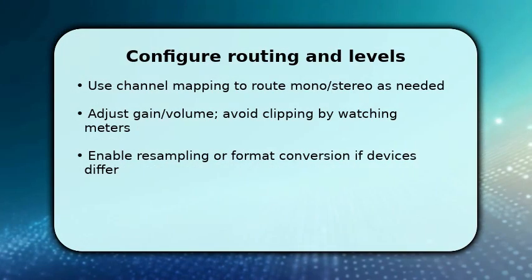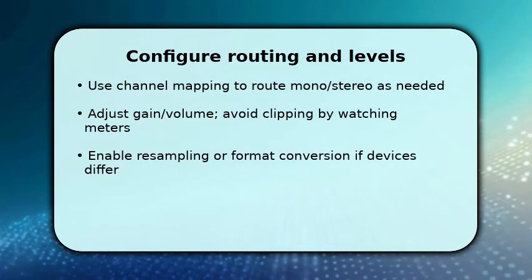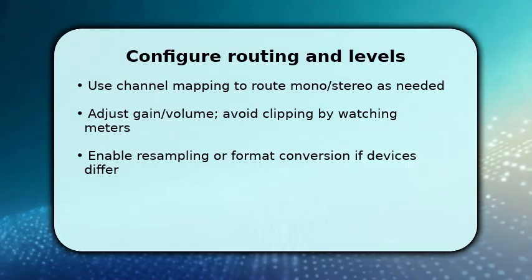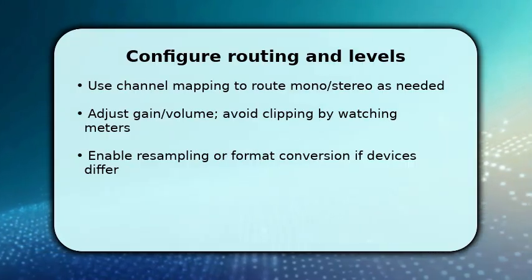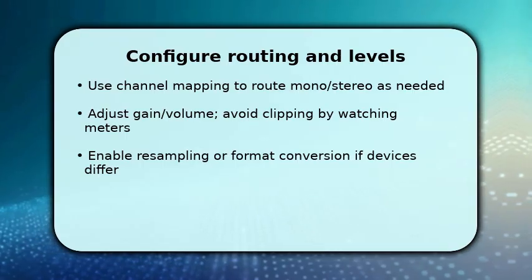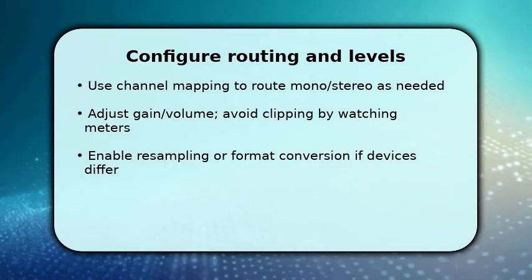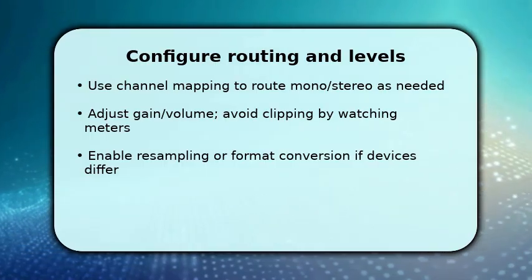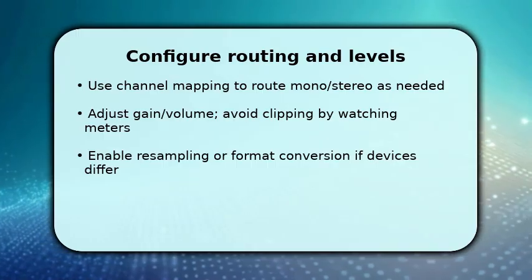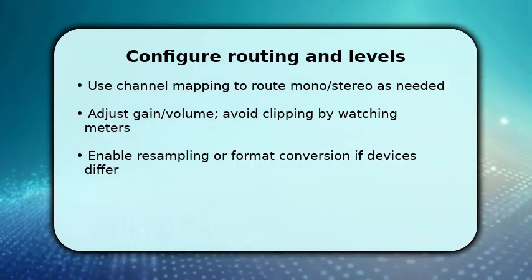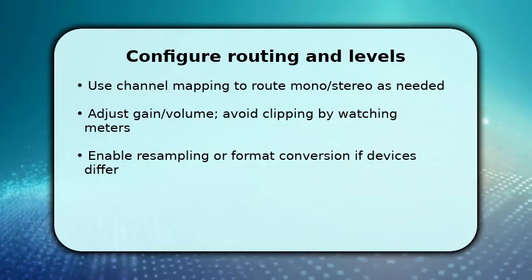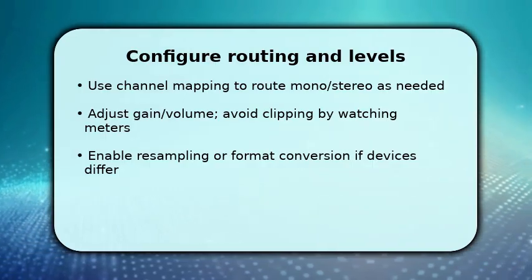Now you configure routing. Map channels so mono inputs feed stereo outputs or vice versa, because correct mapping prevents phase issues and missing audio. Next, set input and output gains. Raise levels until meters read strong but not in red. This avoids clipping. If devices use different sample rates or bit depths, enable resampling or format conversion to maintain sync.